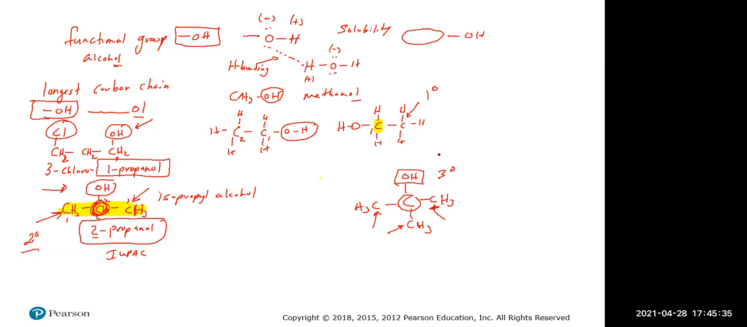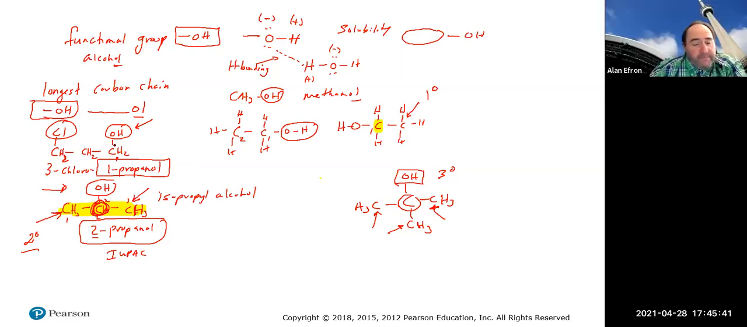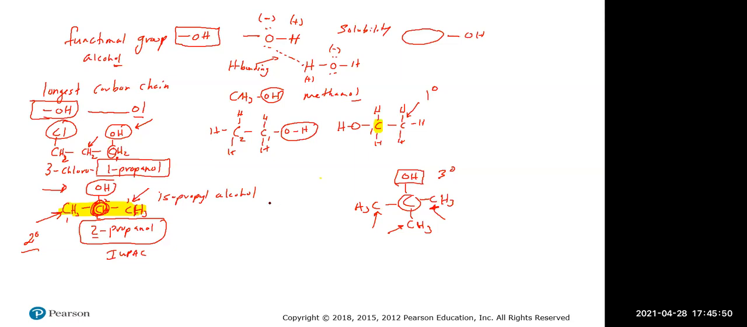So, Professor, the 3-chloro-1-propanol, that would be a primary? This one, it would be a primary. Looking at this carbon, it's attached directly to one other carbon, so it would be a primary alcohol, yes. Okay, thank you. You're welcome. Other questions?